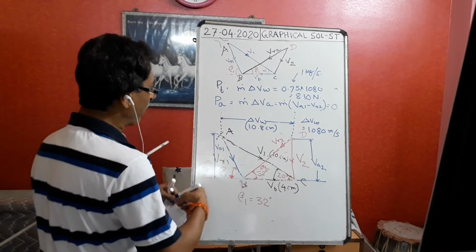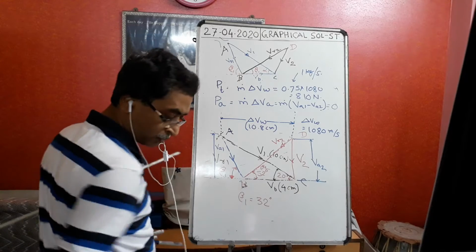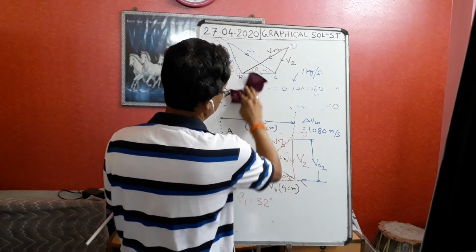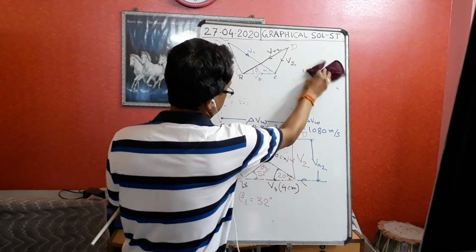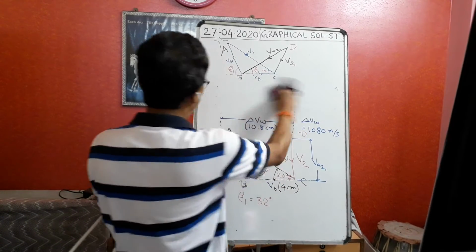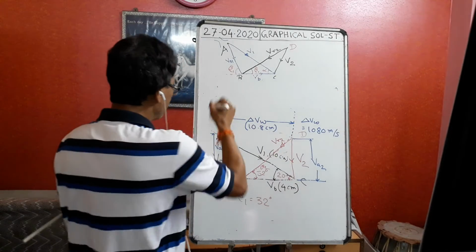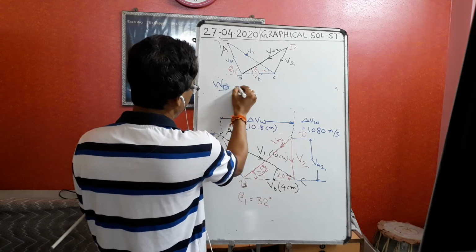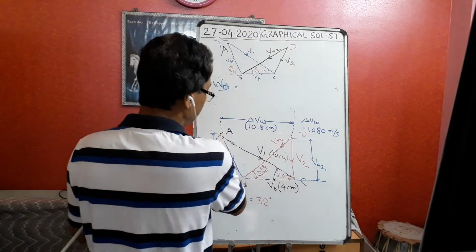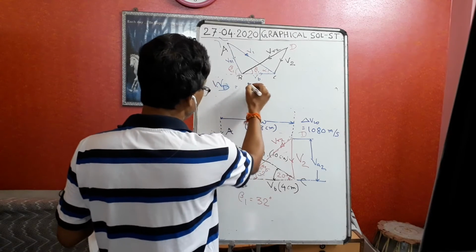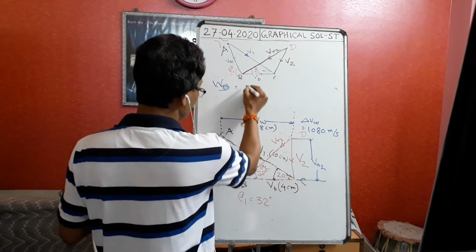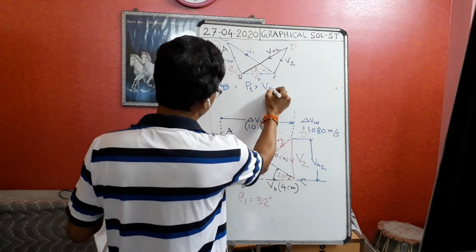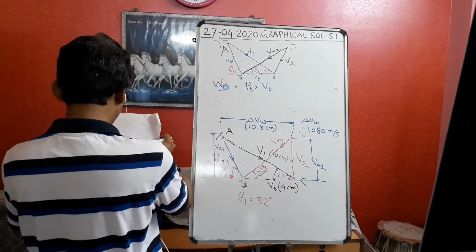Now I have to find out the work done. What is the work done formula? Power is equal to force into velocity. What is the force? That means PT, tangential force into VB. Tangential force into VB, that I know.